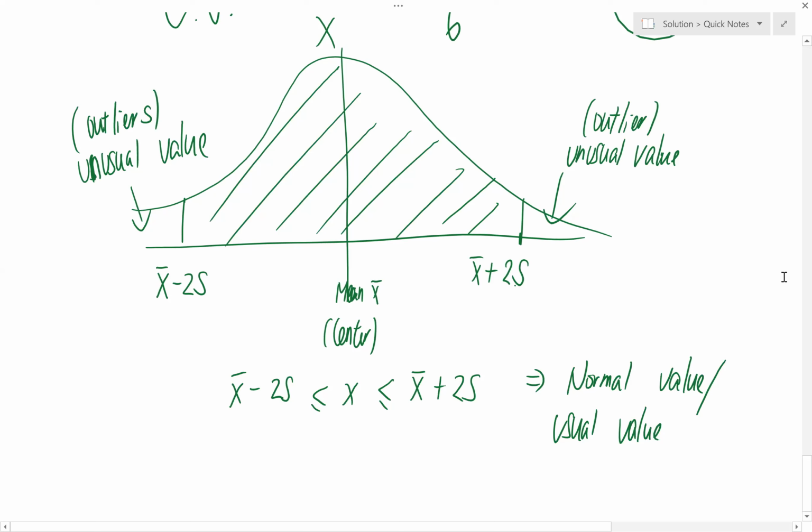So any question about this? So that gives us a breakdown of the usual values. Usually they are in the center, within 2 standard deviations below the mean and above the mean. That's a usual value. And if it's above positive 2 standard deviations or below negative 2 standard deviations, those are the unusual values, and they are potential outliers. Any question about this?